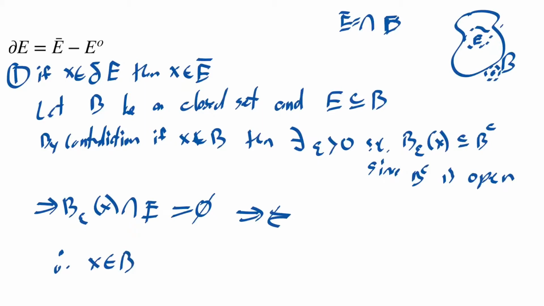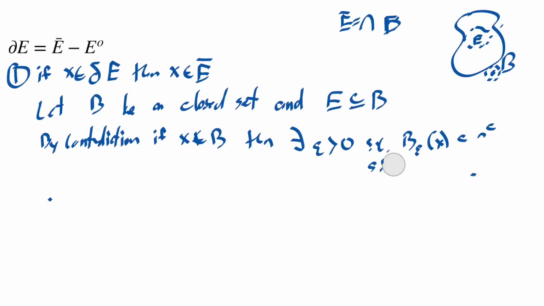So therefore, X must be an element of B, but since B was arbitrary, that means X must be an element of E closure, because this statement's true for every single B. So X is an element of every B. So X must be an element of E closure. So we saw the first thing, that if X is in the boundary, then X is in E closure.